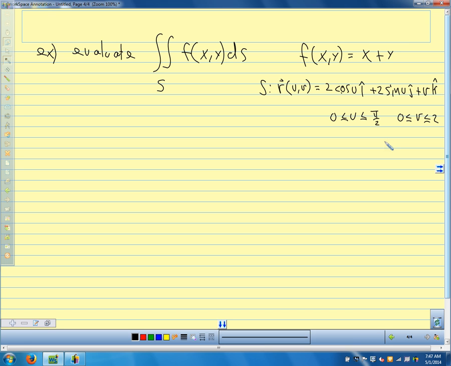All right, so since we have a parametric surface, we need to form our cross product, take the magnitude of our cross product, and we're going to integrate that. Our dS is going to be the magnitude of our cross product, and then we're going to represent our function in terms of the parameters. So let's do our partial derivatives. R sub u, not difficult partial derivatives. So we get minus 2 sine u i hat plus 2 cosine u j hat. And R sub v, we just end up with 1 k hat.